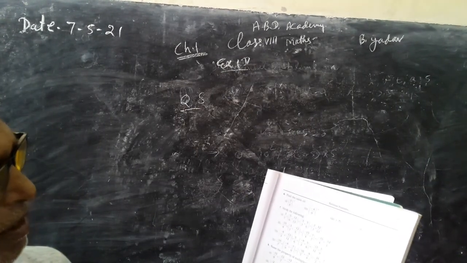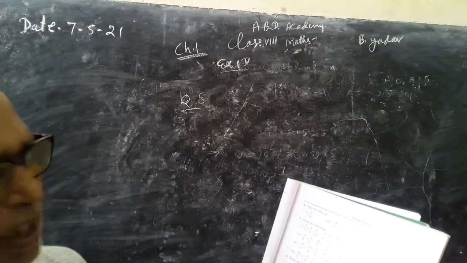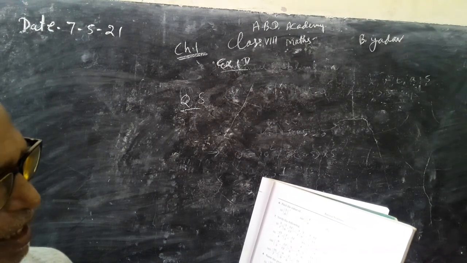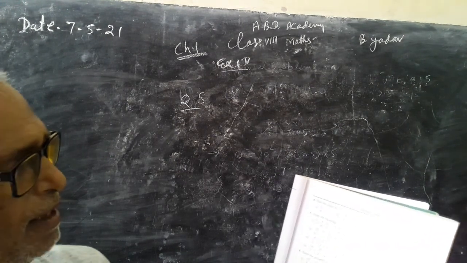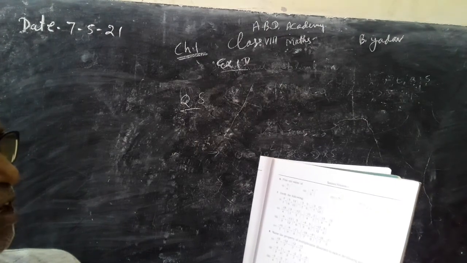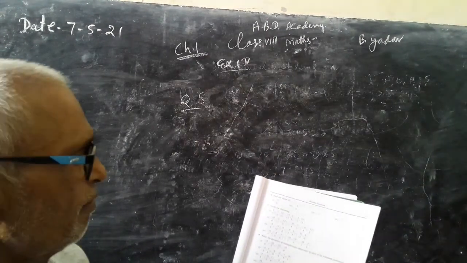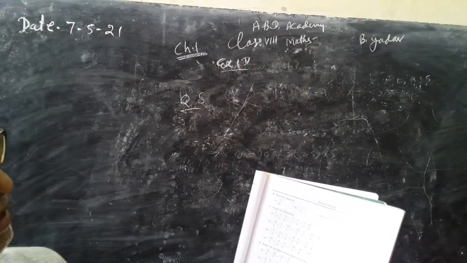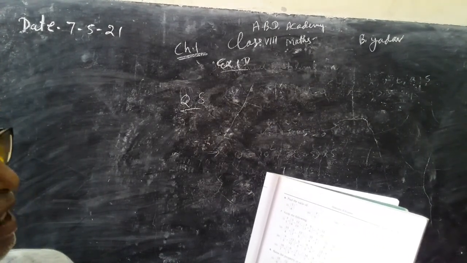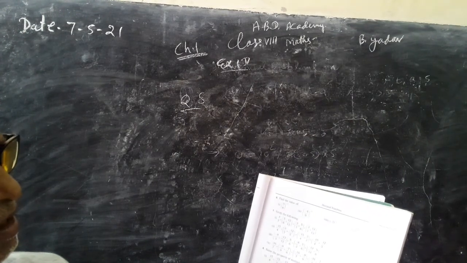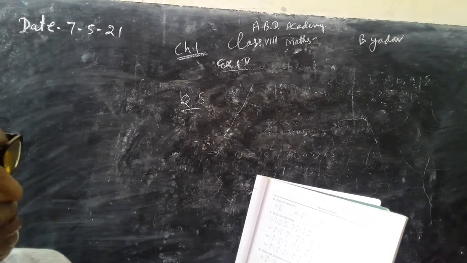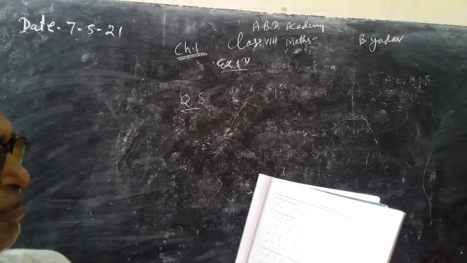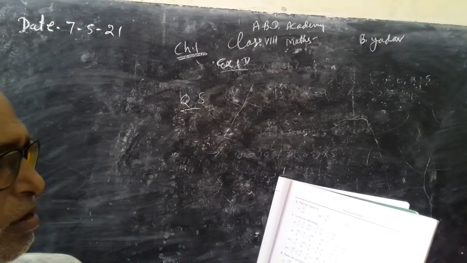Here it is given a into b into c: a into b first multiplied, then c, is equal to a into b into c. It is called associative property of multiplication, where a into b is multiplied and then the result is multiplied by c, and that is equal to first a into the product of b and c. It is associative property of multiplication.